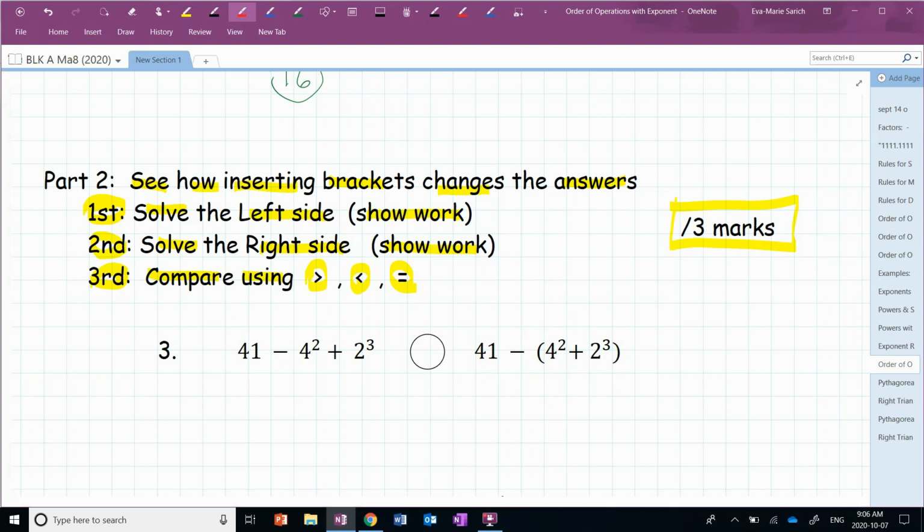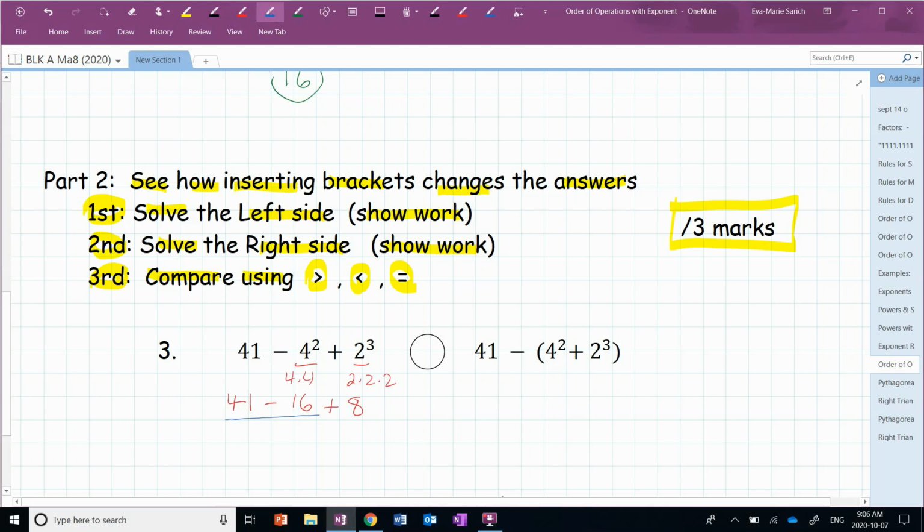So no brackets, we're going to go to exponents. So there's 2 of them, and we'll work our way from left to right. So 4 squared means 4 times 4, which is 16. 2 cubed means 2 times 2 times 2. 2 times 2 is 4, times 2 is 8. So now I'm just going to bring down the rest. So we have 41 minus 16 plus 8. So now we're going to work our way from left to right with addition and subtraction. So we'll start with the subtraction.